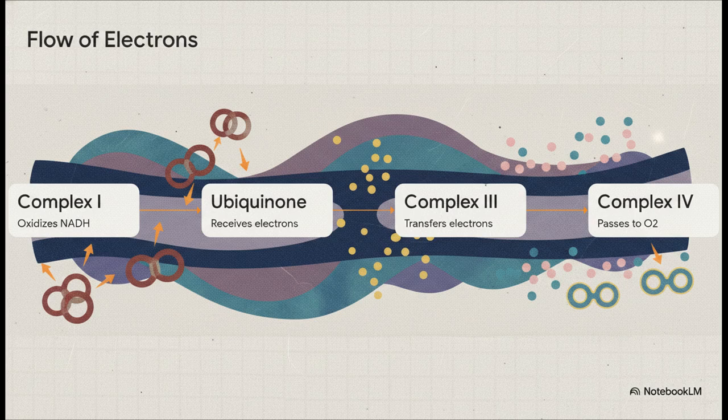The electrons literally fall through a series of complexes in the inner membrane. First, complex I oxidizes NADH. The electrons then jump to a mobile carrier, ubiquinone, which also accepts electrons from FADH2 via complex 2. Then it's on to complex 3 and finally down to complex 4. As these electrons fall to lower and lower energy states, the complexes use that released energy to pump protons across the membrane, creating a massive electrochemical gradient.